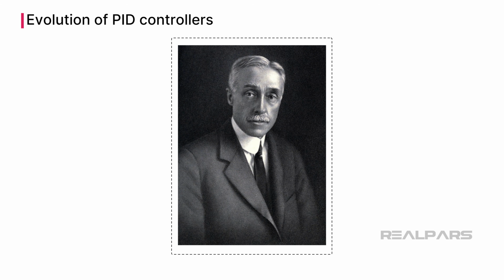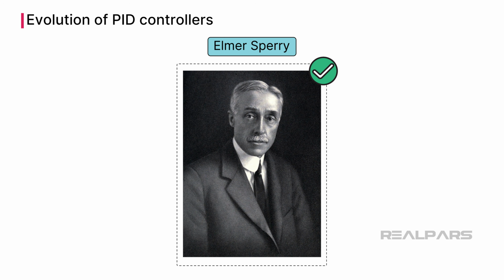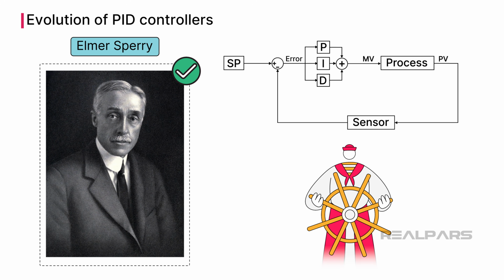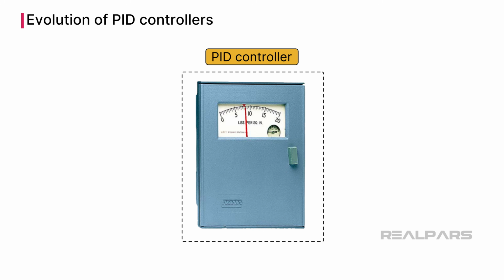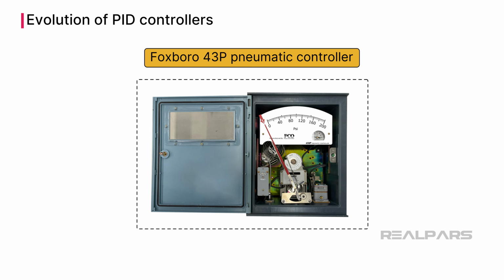Many automation and control folks credit Elmer Sperry for inventing the simple feedback PID controller in 1911. Elmer created a system to control a ship's rudders to help prevent it from sinking due to waves and other external forces. The first practical industrial PID controllers emerged in the 1940s, such as the Foxborough 43P pneumatic controller.